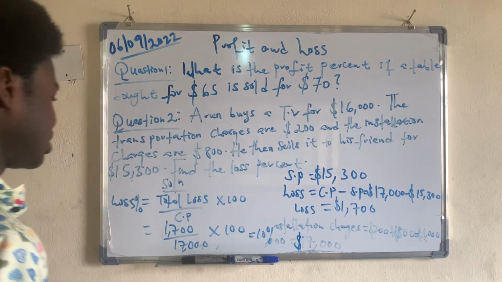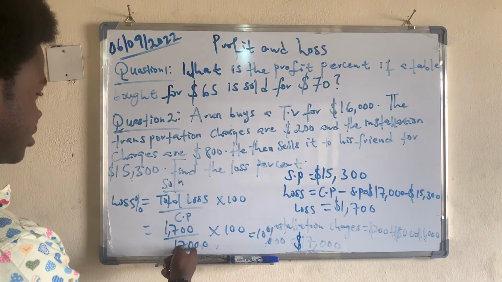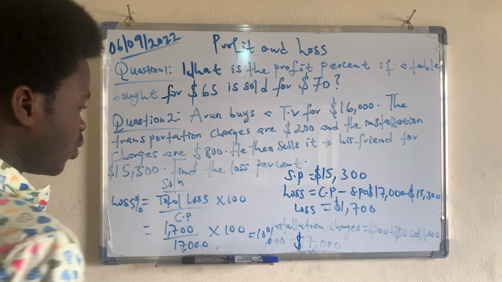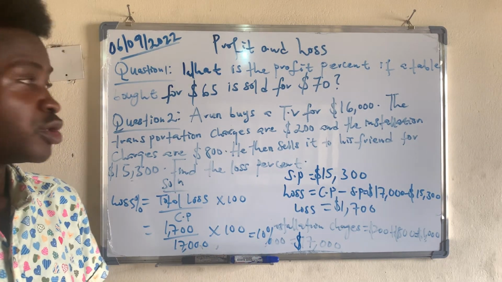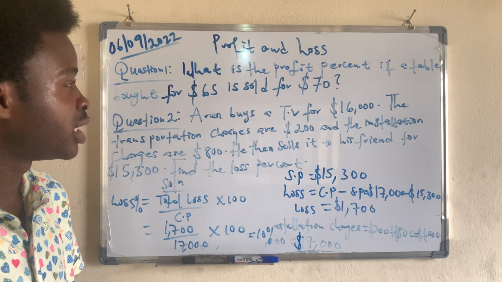So we have a 10% loss because 1,700 over 17,000 is 1/10, and 1/10 of 100 is 10. So this is how to tackle problems like this under profit and loss.